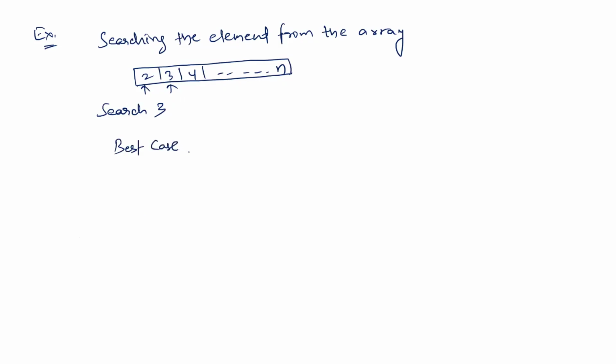Why are we calling it the best case? Because we are finding the element at the initial position only, or we can say at a constant position. We are getting the element at the second position itself. Even if we get the element at the 100th position, we will still say it is the best case, because the 100th position is also a constant, and for a constant we write theta of 1. So the best case will always be theta of 1.